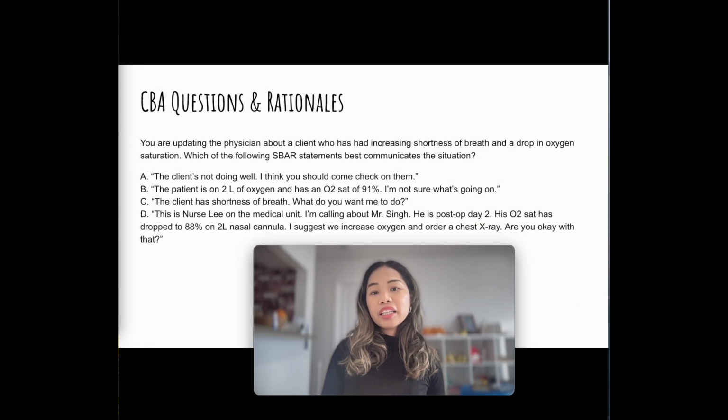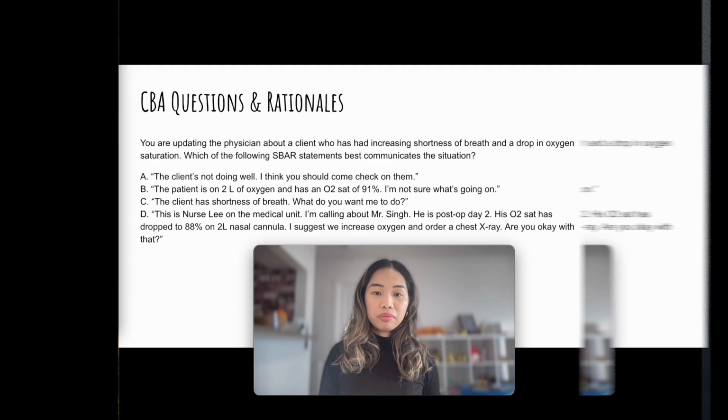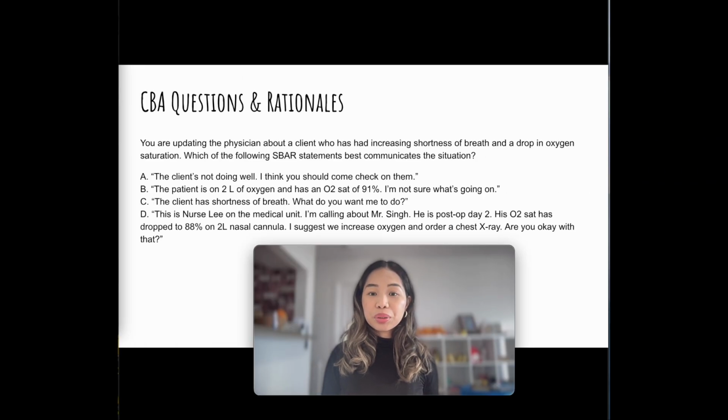You are updating the physician about the client who has had increasing shortness of breath and a drop in oxygen saturation. Which of the following SBAR statements best communicates the situation? Letter A, the client's not doing well. I think you should come check on them. B, the patient is on 2 liters of oxygen and has an O2 sat of 91%. I'm not sure what's going on. Letter C, the client has shortness of breath. What do you want me to do?